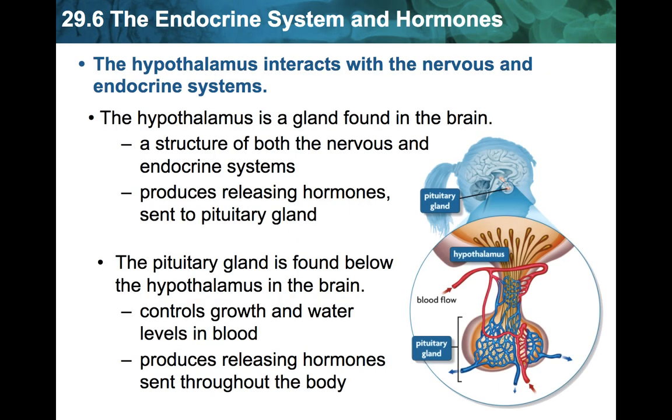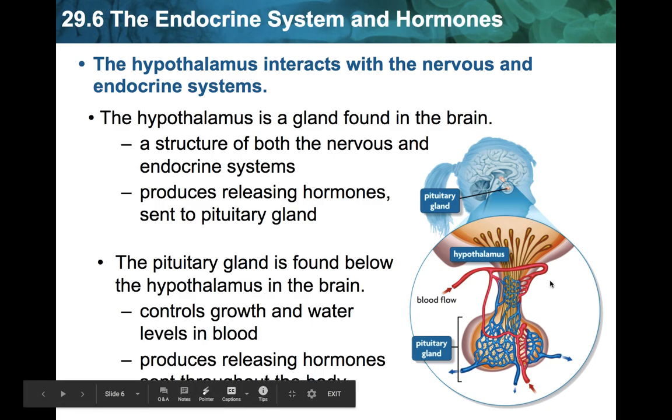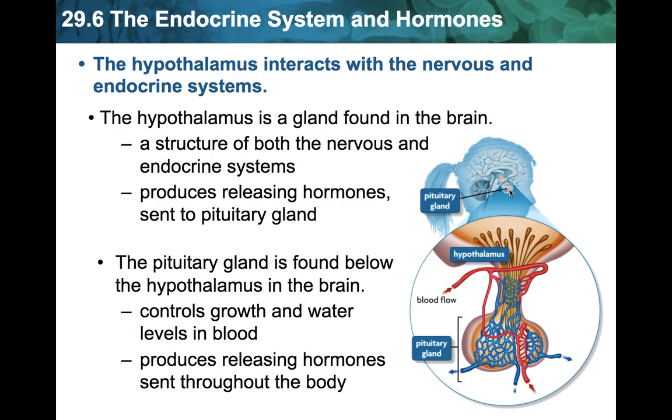The hypothalamus interacts with the nervous and endocrine systems. So your hypothalamus, it's showing a picture of that right here. It's that little tiny thing at the base of your brain. The hypothalamus is a gland found in the brain, a structure of both the nervous and endocrine systems. So this is a shared one between those two systems. It produces releasing hormones that are then sent to the pituitary gland.